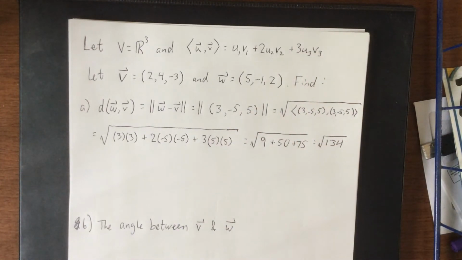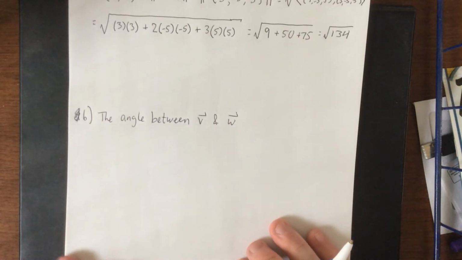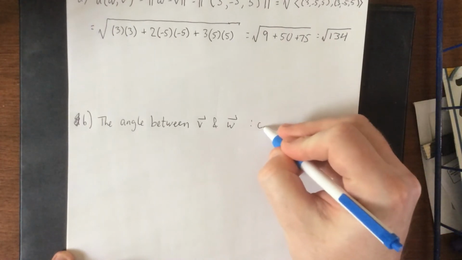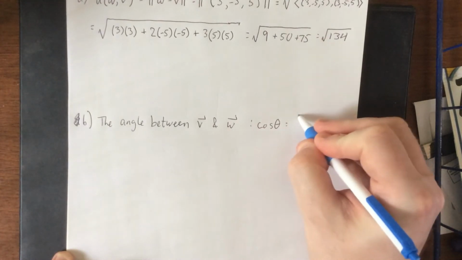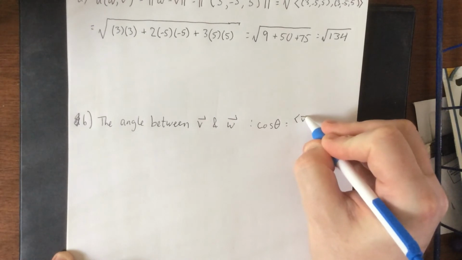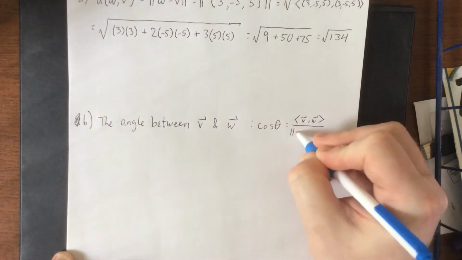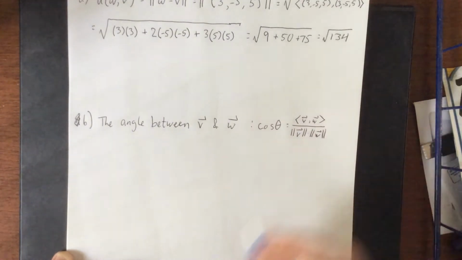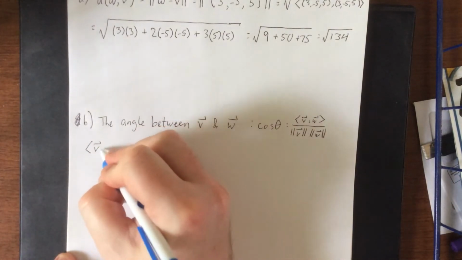Now, continuing on, another thing that's very common when you have non-standard inner products is finding the angle between two vectors. For this, we're going to need the following formula, that the cosine of the angle between them is going to be the inner product of v with w divided by the products of the magnitudes of these vectors. So let's start with the inner product of v with w.